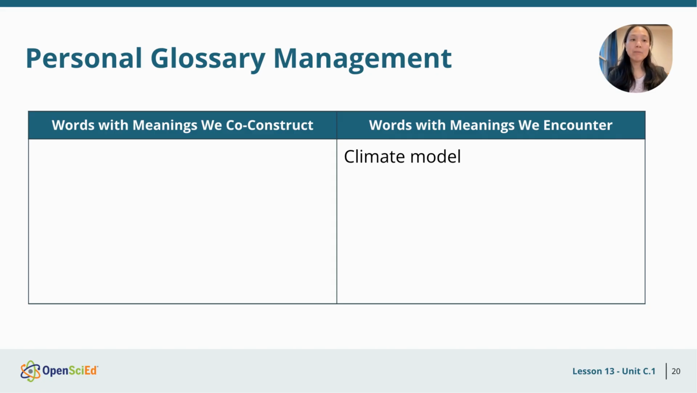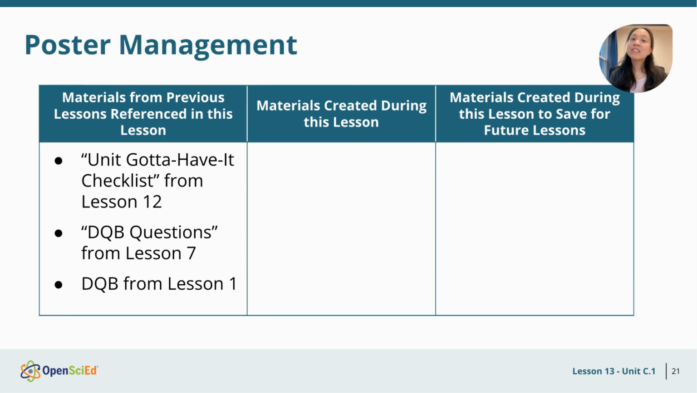Students encounter climate model through the reading in part 2 of this lesson. At the start of this lesson, we referenced the unit Gotta Have It checklist from the previous class session. To reflect on the unit, students look back at the driving questions handout from Lesson 7 and the driving question board from Lesson 1.